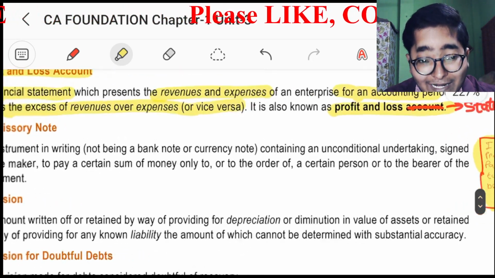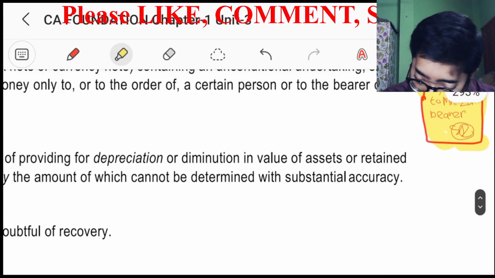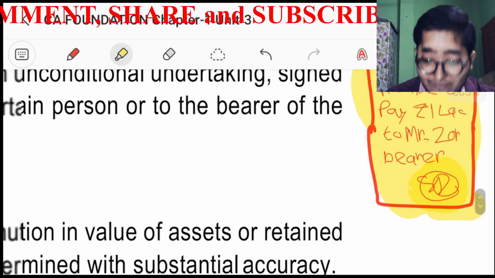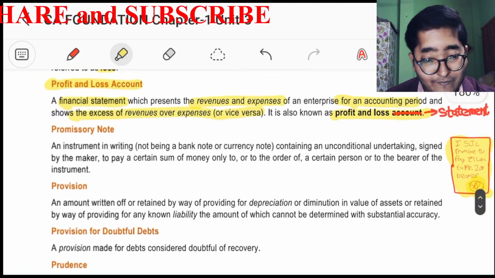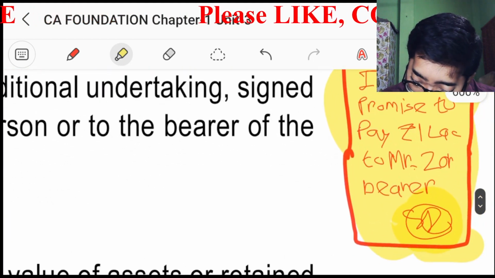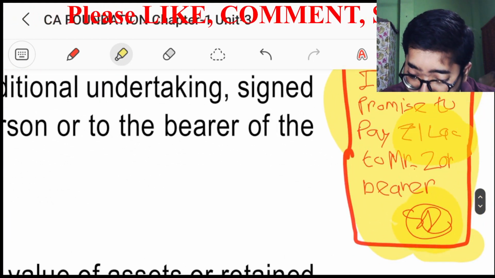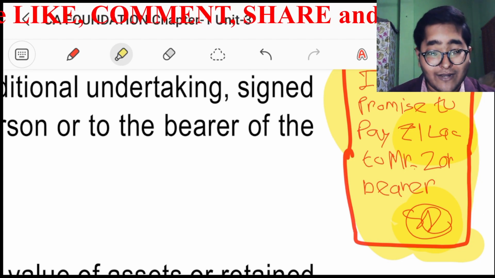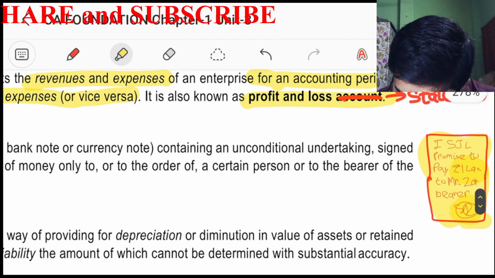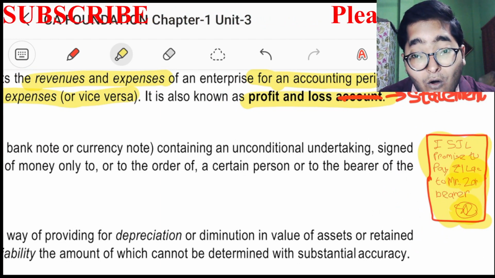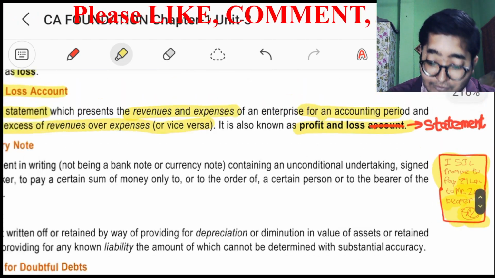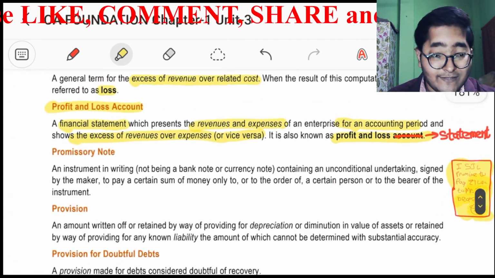Then signed by the maker. I am the maker and I have signed over here. This is my signature. Signed by the maker to pay a certain sum of money. I promise to pay a certain sum of money. So what is the certain sum of money? The certain sum of money is rupees 1 lakh to the person or to the order of a certain person. Who is the person? Mr. Z. Or to the bearer. So I hope this is clear what a promissory note is.